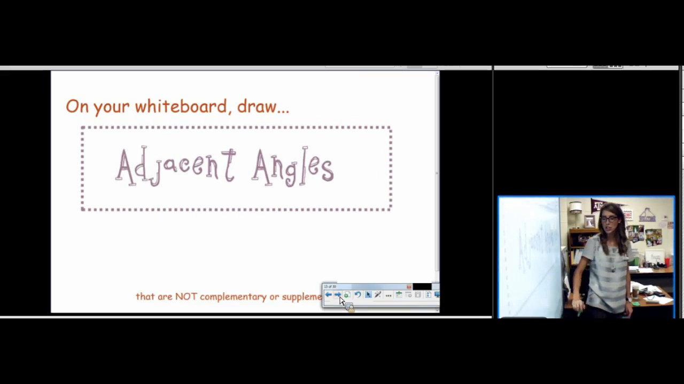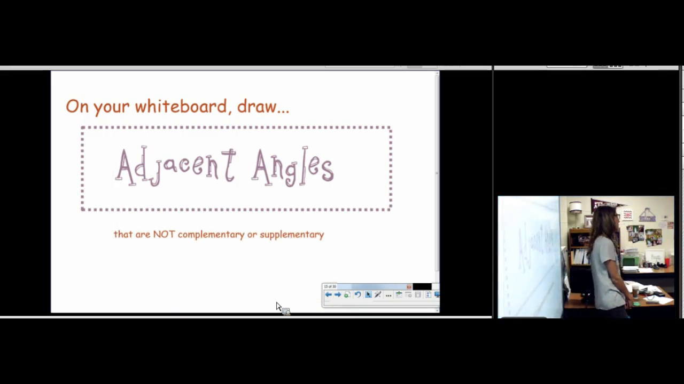Let's do, show me adjacent angles. I want them to not be complementary or supplementary. Draw adjacent angles. Adjacent angles that are not complementary or supplementary. Come sit right here so you can see that. That camera's annoying.